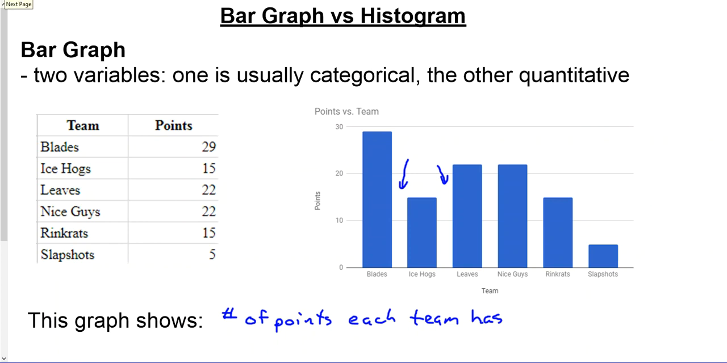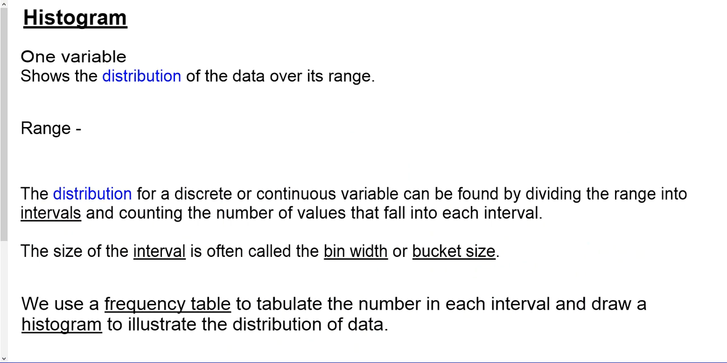There are also ways that a histogram is different. So what is a histogram? Well, first off, rather than showing two variable analysis, a histogram is one variable analysis. So it only operates on one variable in your data set. And what it shows is the distribution of the data over its range. What do we mean by range? Range is just the difference between the highest and the lowest value.